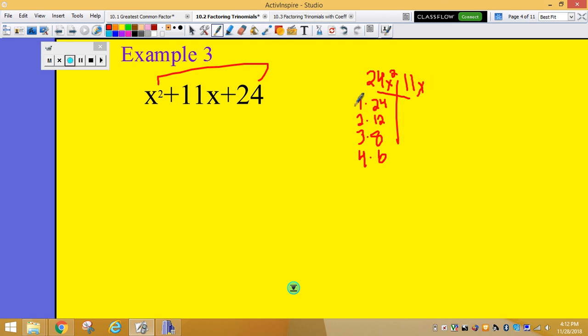So I want to figure out which of these will add to give me 11. 1 plus 24, that does not work. 2 plus 12 is 14, that does not work. 3 plus 8 does work. That's going to be my answer. So do your 2 parentheses. Split up your x squared into an x and an x. And my answers were a positive 3 and a positive 8.